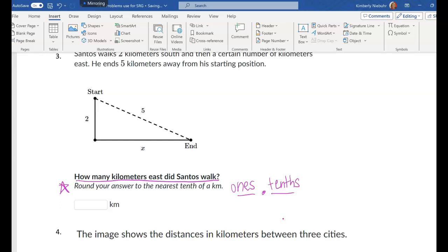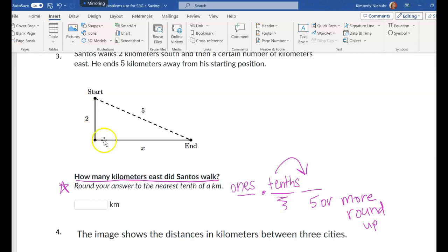Okay, so we're going to look to our neighbor to the right, and if it is 5 or more, round up in the tenths place. We're going to round up in the tenths place if it's 5 or more.